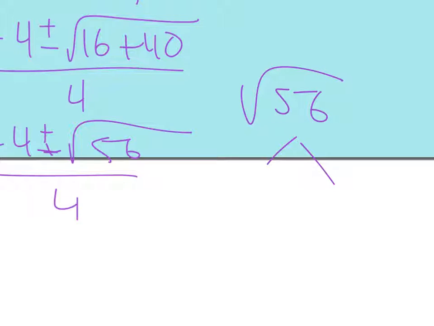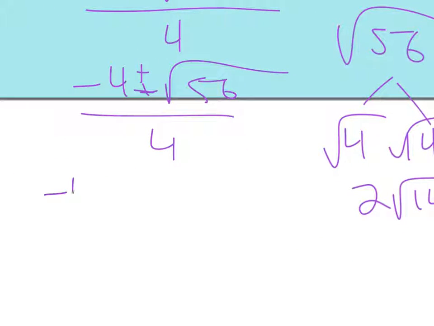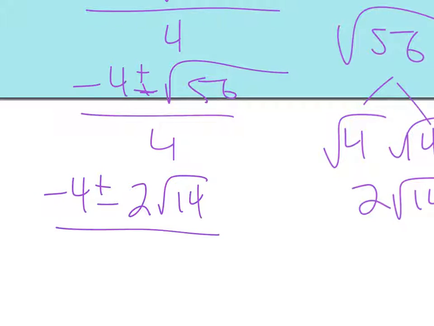Let's split that. I know it can be divided by 4. So that's going to give me 4 and 14. So square root of 4, that'll be 2 square root of 14. So I can rewrite this as negative 4 plus or minus 2 square root of 14 all over 4.